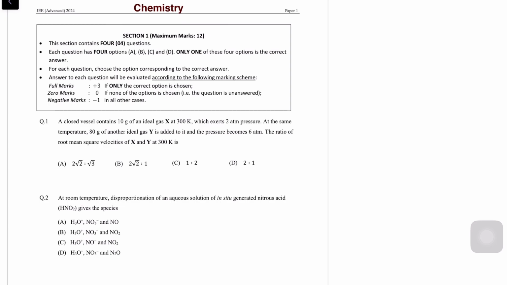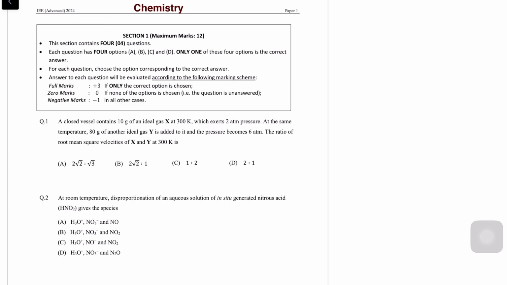In this video, we shall discuss the chemistry section of JEE Advanced 2024 paper 1. If this is the first time you have seen the question paper, then I would recommend please pause the video, solve the question yourself and then come back and cross check your answer. So let's get started with question number 1.